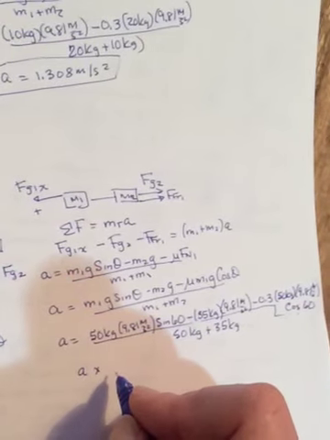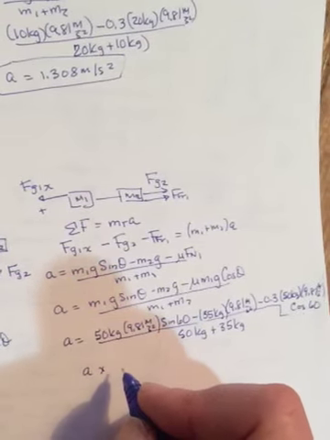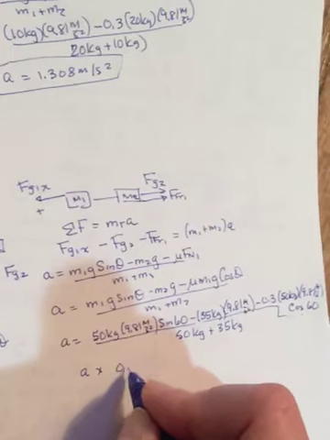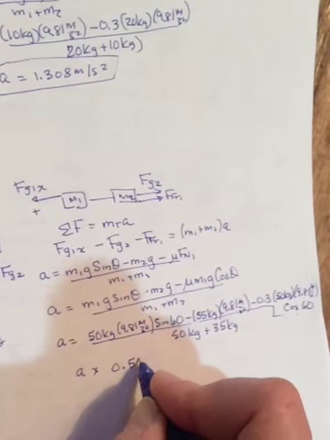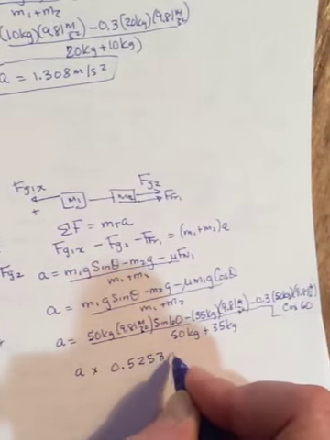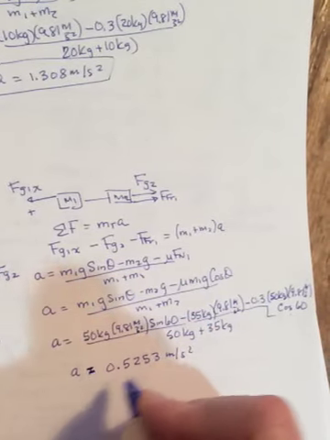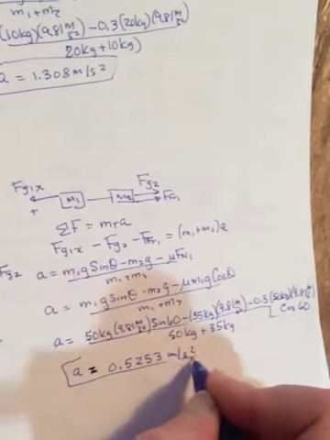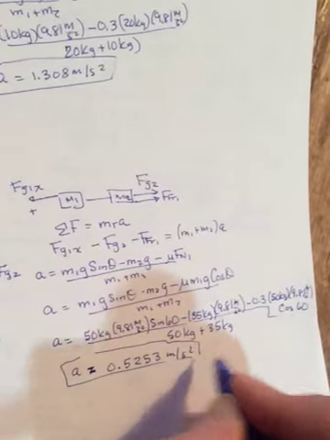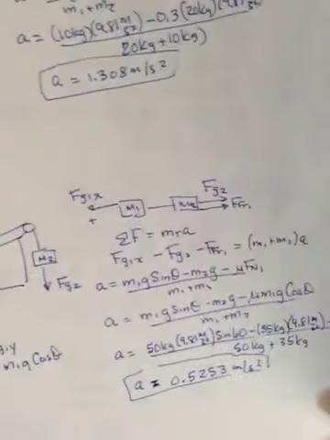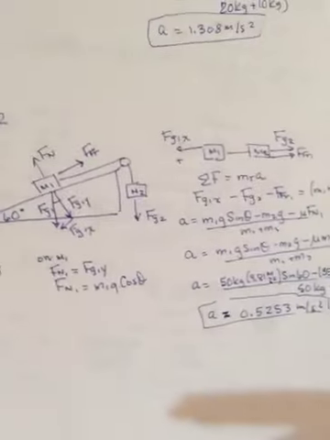Okay, so punch that carefully into your calculator, and I think if you do, you get 0.5253 meters per second squared. So it's going to accelerate down the incline, not at a huge rate because of the block hanging off the upper end, but it is going to accelerate down the incline.